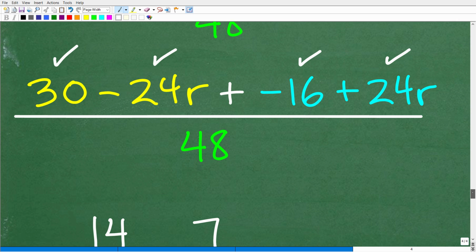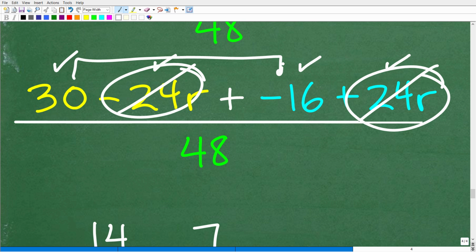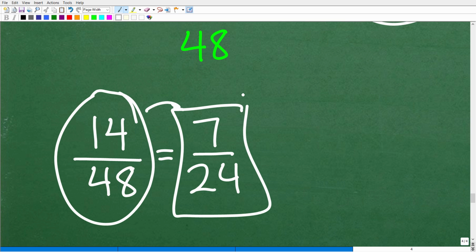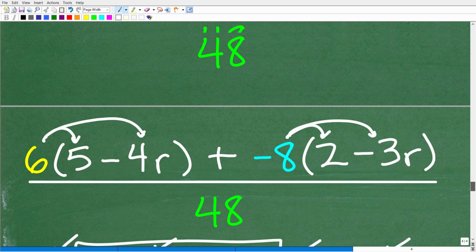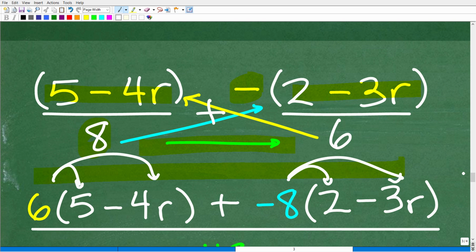We're going to see here, oh my goodness, look at this. 24r cancels with this 24r. All we're left with is 30 minus 16, which is 14. And so this is just going to be 14 over 48. And when I reduce that, I get 7 over 24. Okay. Now, some of you might find this second approach easier. Matter of fact, I think it is easier. Typically, when I'm faced with a problem like this, I would use the bow tie method, more or less, but you need to know both methods, okay?